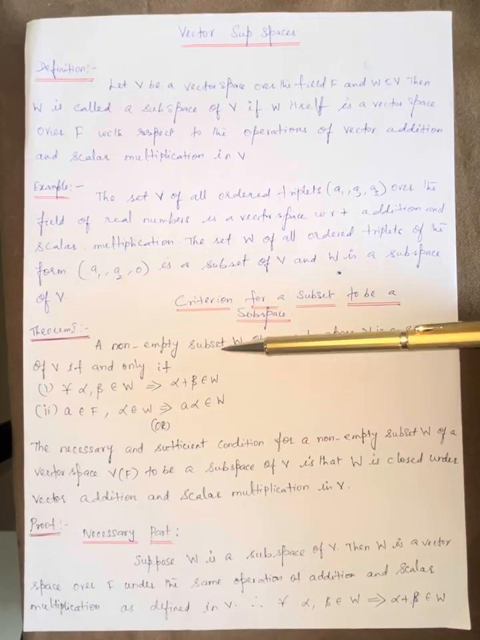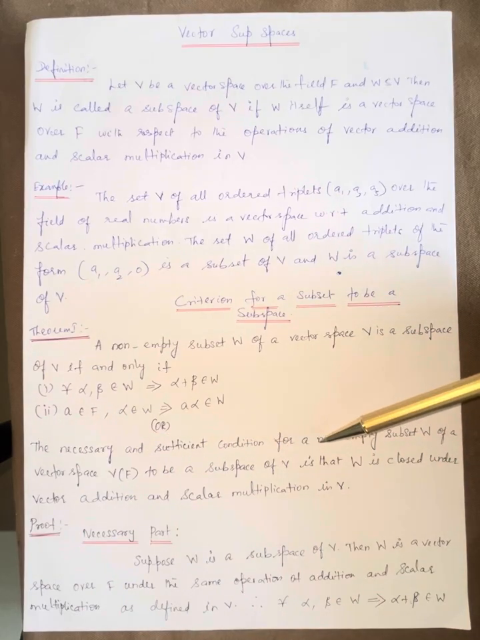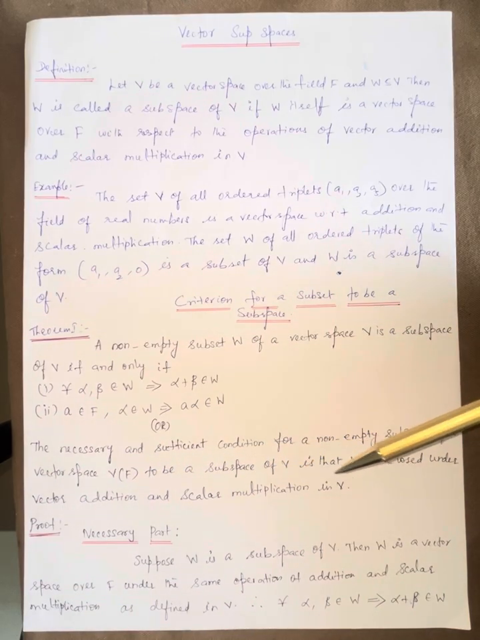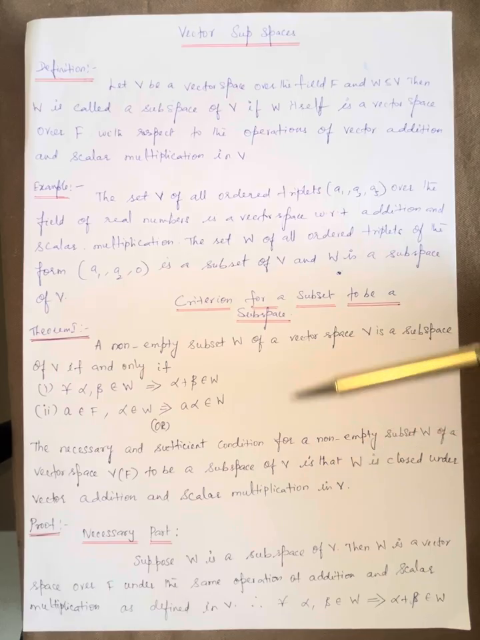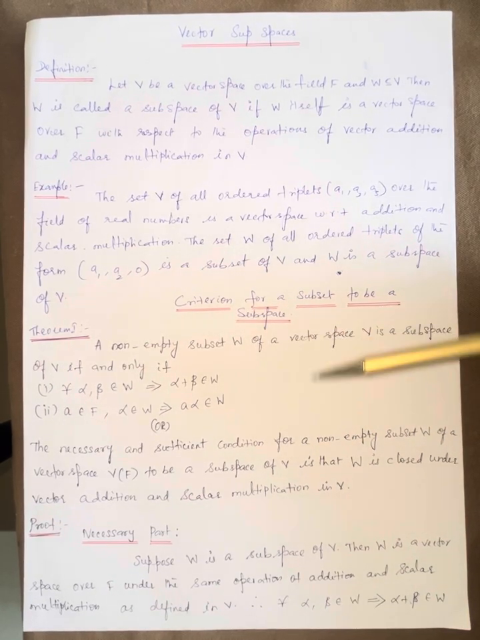And the same theorem can be rewritten as: the necessary and sufficient condition for a non-empty subset W of a vector space V over F to be a subspace of V is that W must be closed under vector addition and scalar multiplication in V. So the same theorem can be written in these two forms. The proofs are going to be the same. So here let us check the theorem.